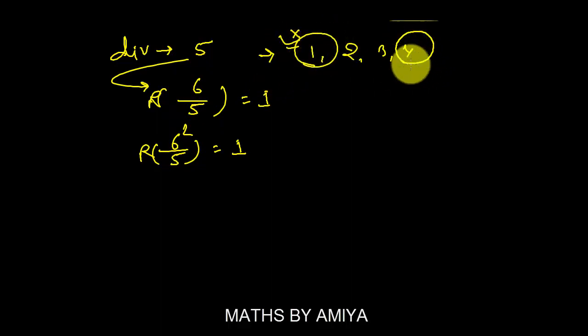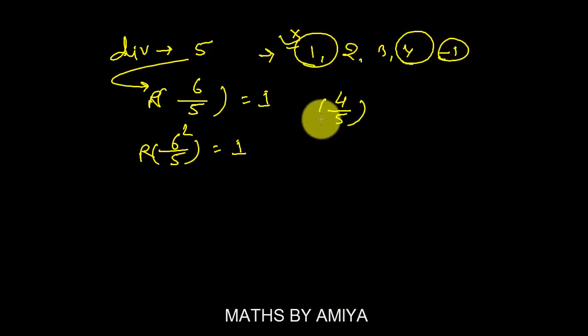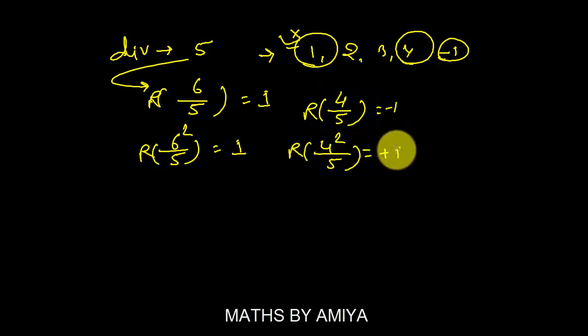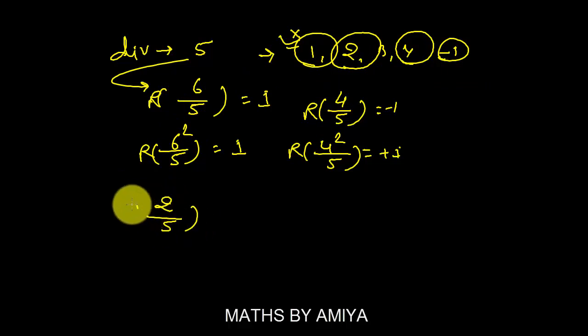We also ignore 4, that is nothing but minus 1 in the case of 5. 4 divided by 5, remainder is minus 1. 4 squared divided by 5, that is 16, remainder is plus 1. So we are not using all the options, but when we take 2 as a number, what is the value? 2 raised to power 5, remainder is 2.